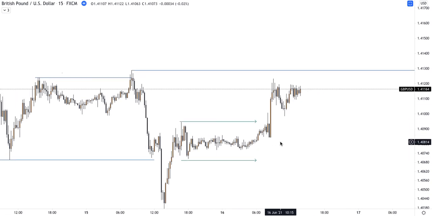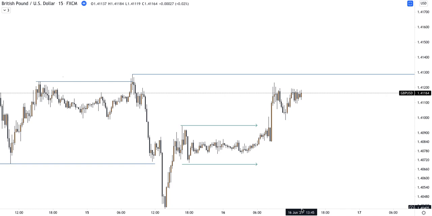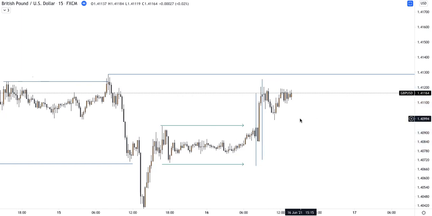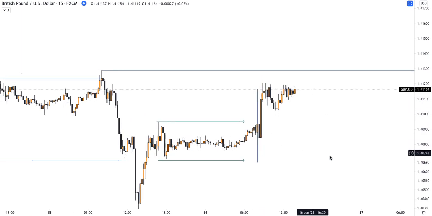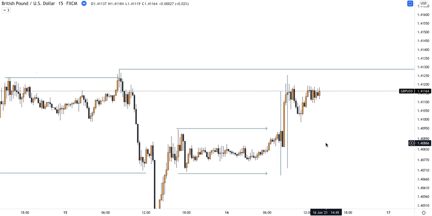So now we have price in this area. Now we need to see where our openings are. So I'm now using my times. 8 a.m. is Frankfurt open, and then at 9 we have London open. This might not seem like much, but it is important to know.